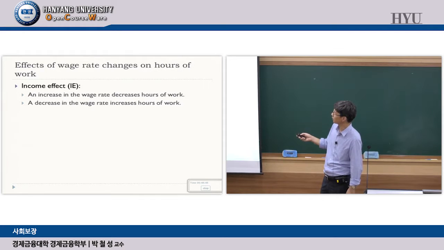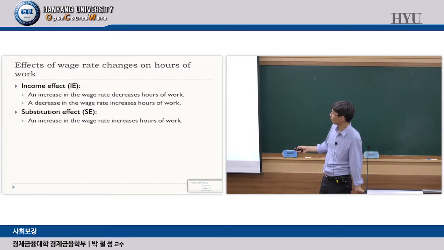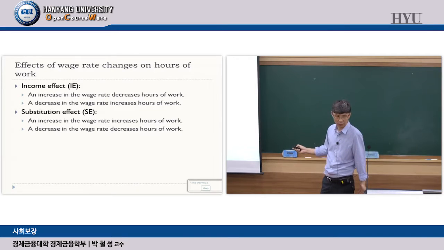If we just summarize here, income effect part: an increase in the wage rate decreases hours of work. A decrease in the wage rate increases hours of work. Okay. So more income, less work. Less income, more work. So that's the income effect part. Substitution effect part: an increase in the wage rate increases hours of work. A decrease in the wage rate decreases hours of work.